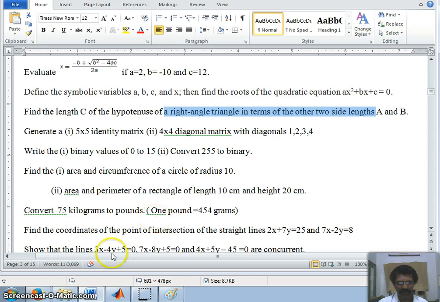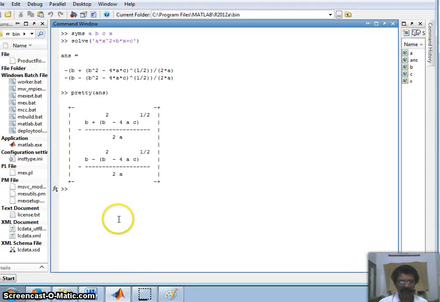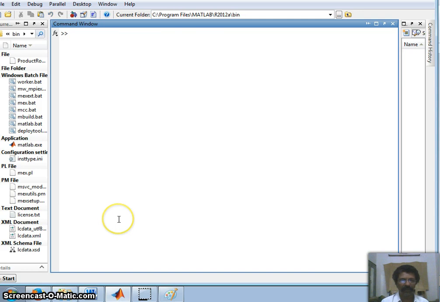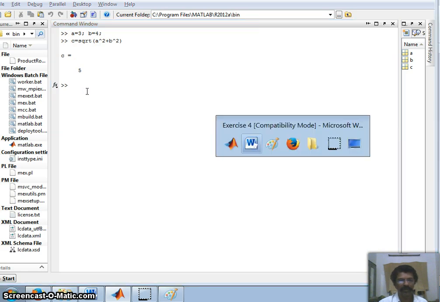Now let us take some values. Let us take Matlab, and I clear all the memory locations and clear the command window. Now I take a is equal to 3 and b is equal to 4, and now I want the value of c, the hypotenuse, equal to square root of a power 2 plus b power 2. This is the length of the hypotenuse, and it should come to 5. So the sides with the length 3, 4, 5 make a right angle triangle. This we know from our school level.